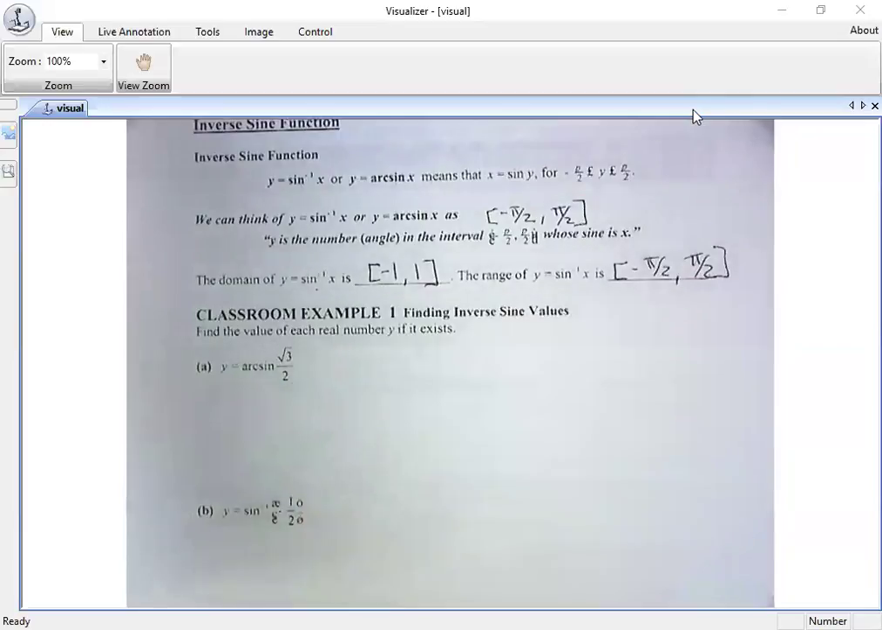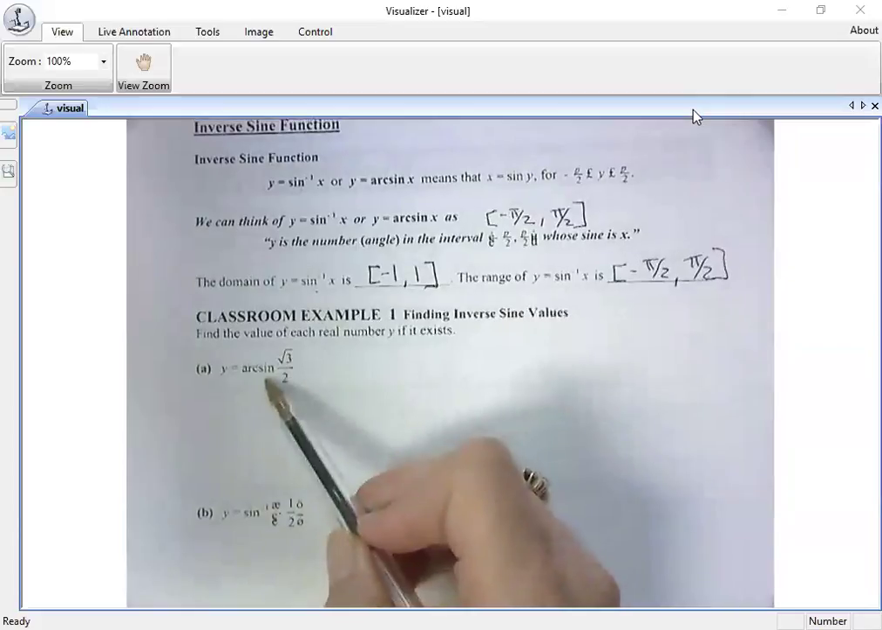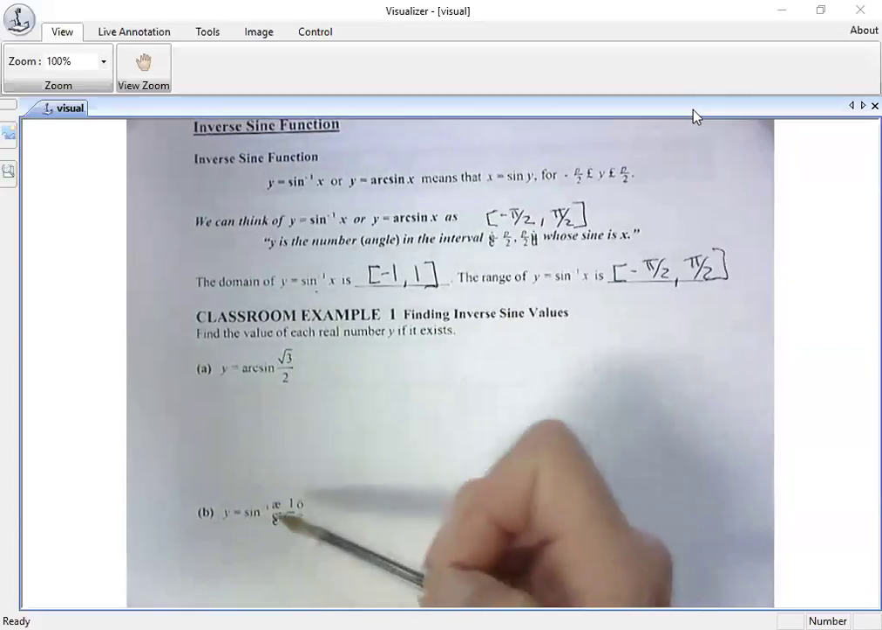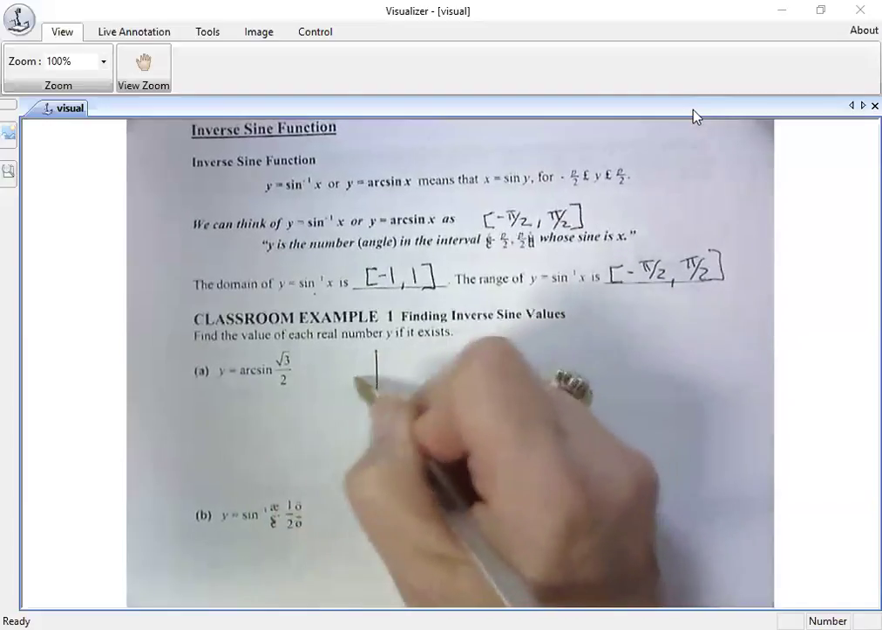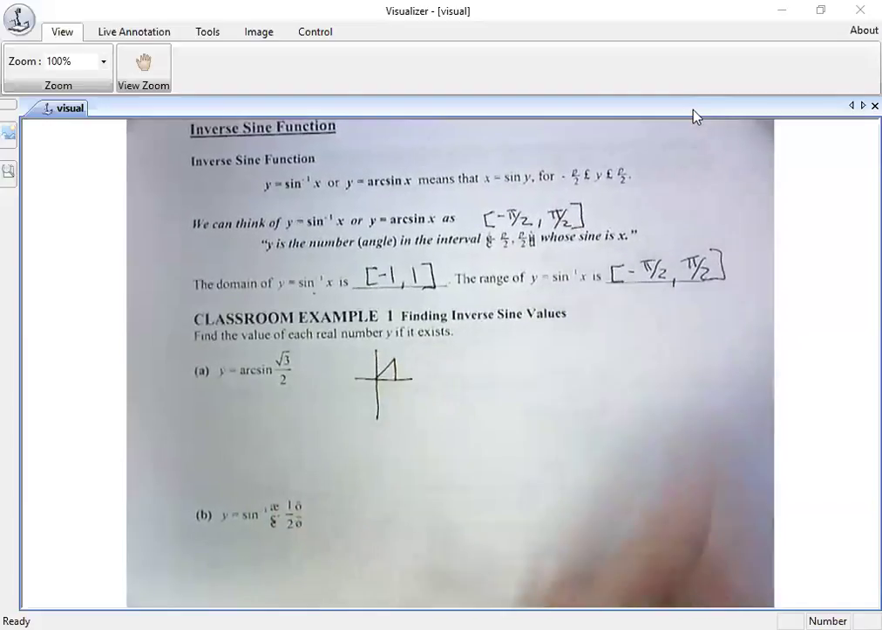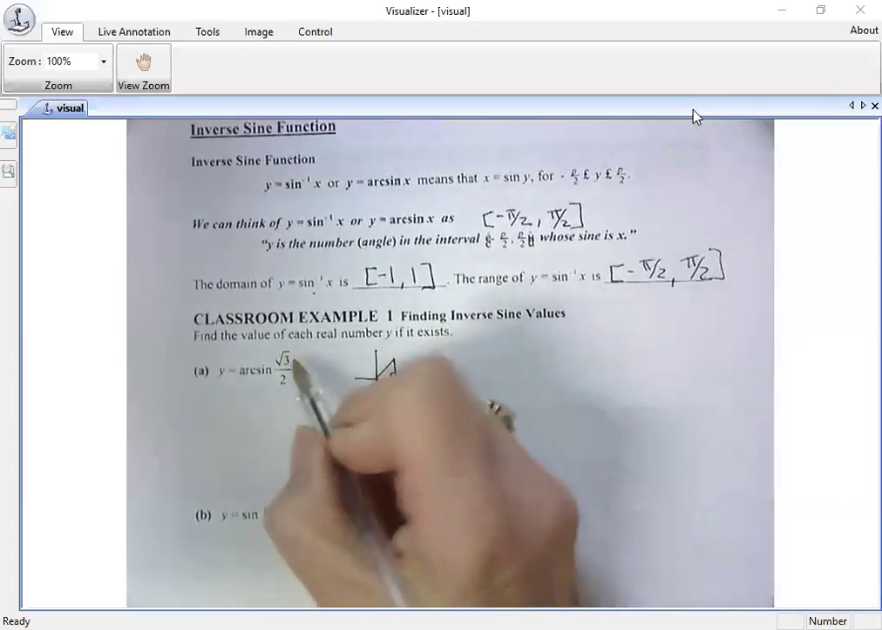Now, since I'm restricted to quadrant 1, quadrant 4, which quadrant am I in? Well, is that a positive value or a negative value? So if it's positive, wouldn't I be in quadrant 1? Okay. And since sine is what over what?